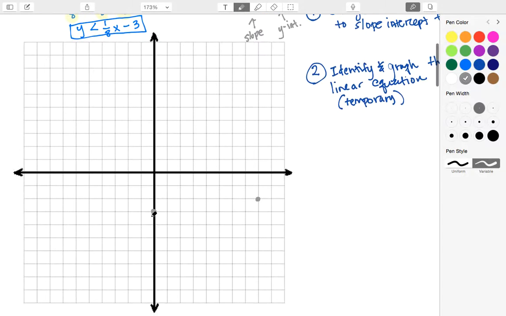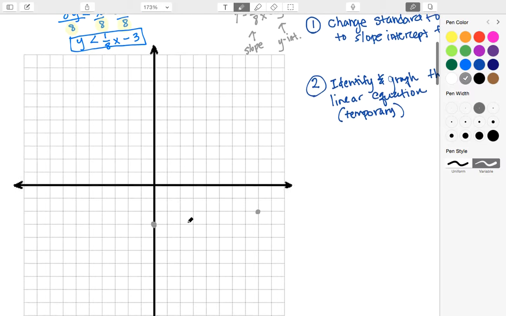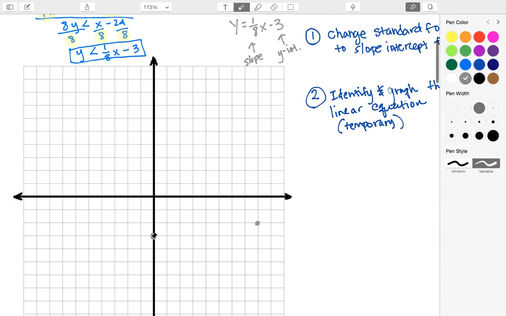And then for my second point, I can't go any further or I'll be off the chart. So I'm going to go the opposite direction. So I'm going to go down 1 and run 8 the other way: 1, 2, 3, 4, 5, 6, 7, 8. Okay. Now, at this point, I'm going to try to draw my line as best as I can. This is going to look really, really bad, but okay.